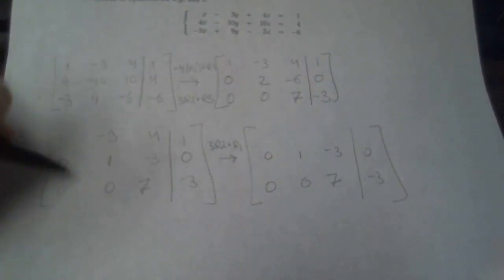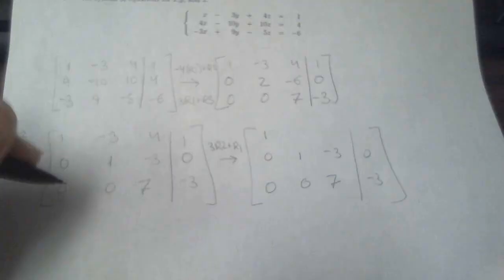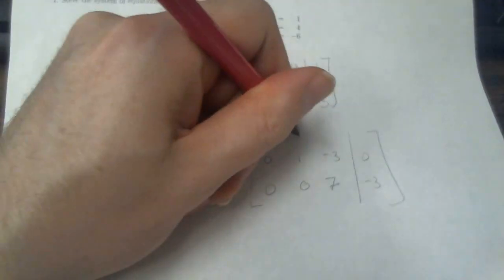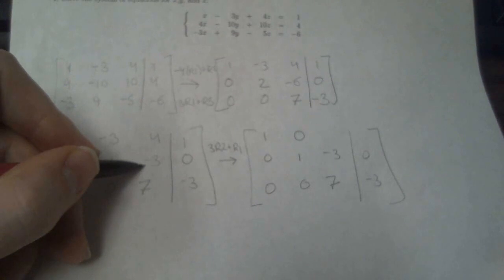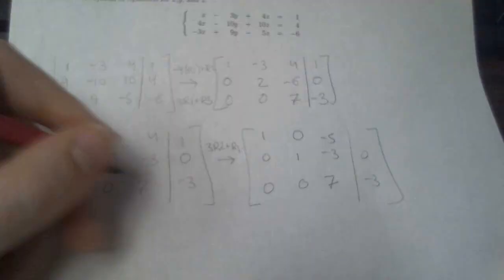All right, so again, we just go term by term across row 2. So we have 3 times 0 is going to be 0, plus 1 is going to be 1. 3 times 1 is going to be 3, plus -3 is going to be 0. 3 times -3 is going to be -9, plus 4 is going to be -5, and 3 times 0 is going to be 0, plus 1 is going to be 1.